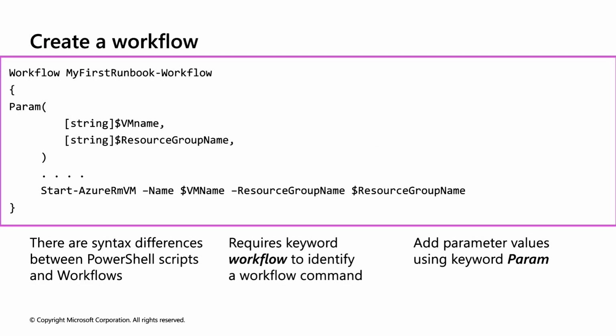PowerShell workflows offer a powerful way to orchestrate multi-step processes across different environments. Unlike regular PowerShell scripts, workflows are built on Windows Workflow Foundation and require the workflow keyword to identify them. You can add parameter values using the param keyword, making your automation flexible and reusable. For example, a workflow might start a virtual machine in a specific resource group, and the workflow syntax helps us organize these tasks efficiently. The PowerShell ISE is especially handy here. It automatically compiles our workflow code and then lets us save the resulting artifacts, streamlining both the development and testing.